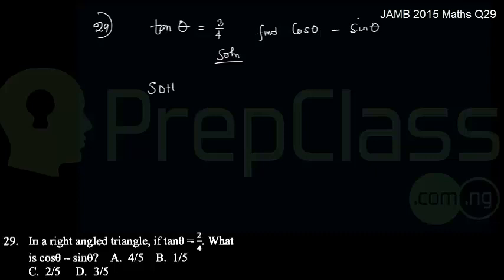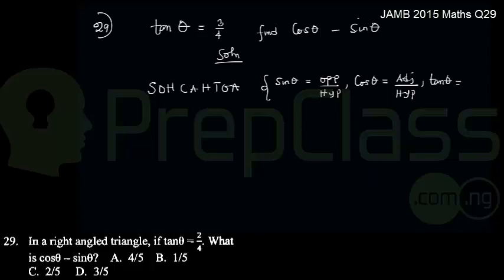Using the concept of SOHCAHTOA that we derived from senior secondary school, you should recall that sin theta would be equal to opposite all over hypotenuse. Cos theta would be equal to adjacent all over hypotenuse, and tan theta would be equal to opposite all over adjacent. So this is what we are going to have from here.